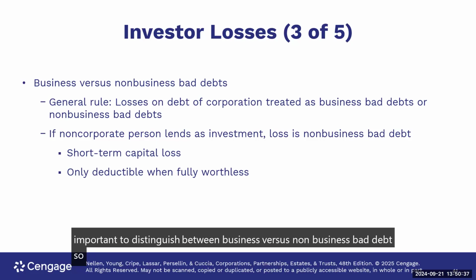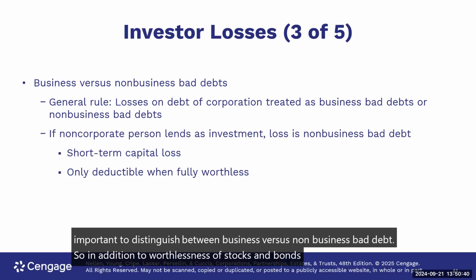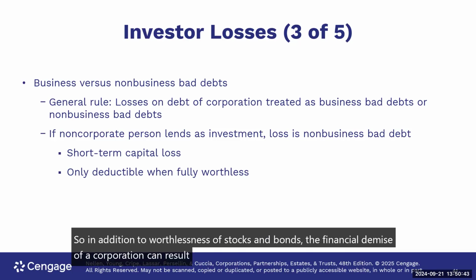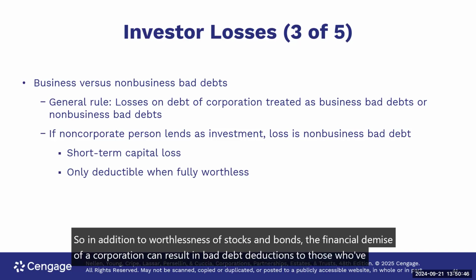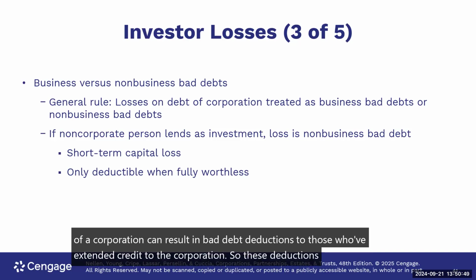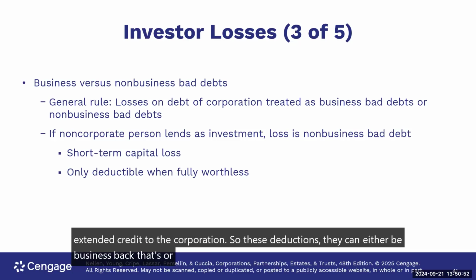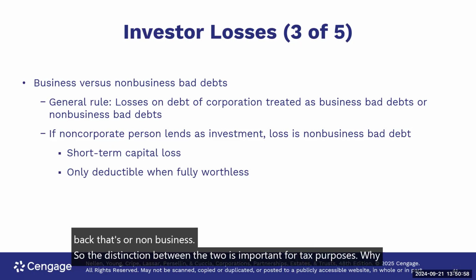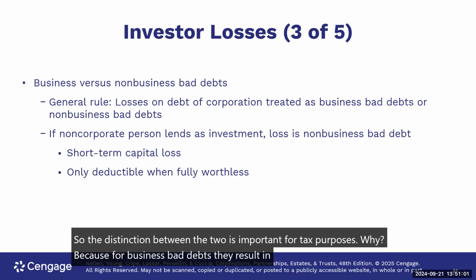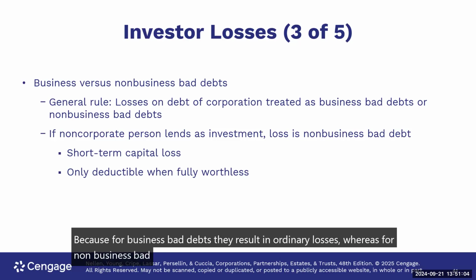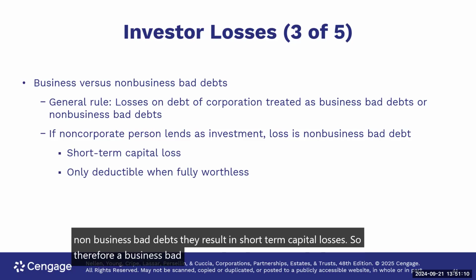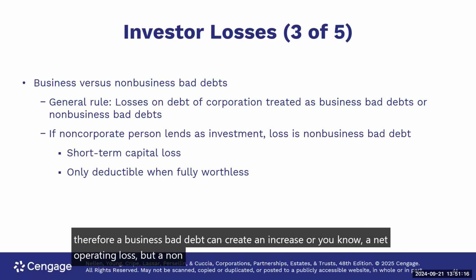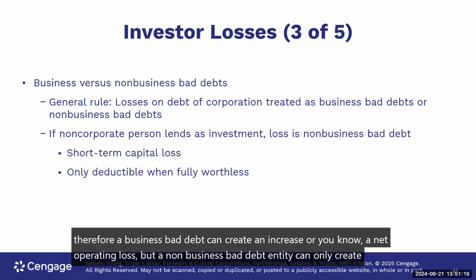In addition to worthlessness of stocks and bonds, the financial demise of a corporation can result in bad debt deductions to those who've extended credit to the corporation. These deductions can be either business bad debts or non-business bad debts. The distinction between the two is important for tax purposes. Why? Because business bad debts result in ordinary losses, whereas non-business bad debts result in short-term capital losses. Therefore, a business bad debt can create or increase a net operating loss, but a non-business bad debt can only create or increase a capital loss.